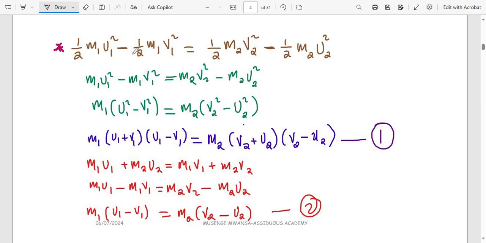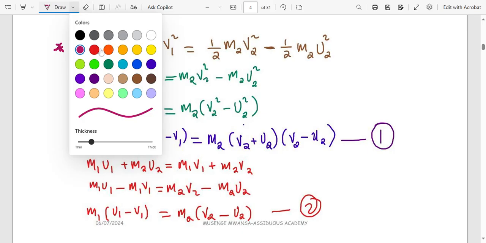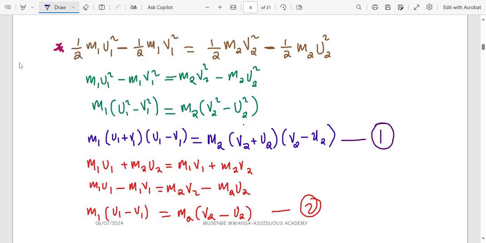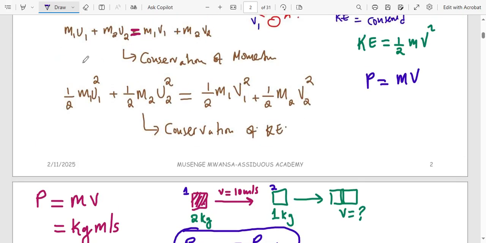This one is coming from the conservation of what? Conservation of kinetic energy. I said that half m1 u1 squared plus half m2 u2 squared is equal to half m1 v1 squared plus half m2 v2 squared. So what has just happened here, I don't want you to get confused. Can you see that at the beginning we just had the initial velocities, and then at the end we have the final velocities? The final kinetic energies, we are adding them together. The initial kinetic energies, we are adding them together.